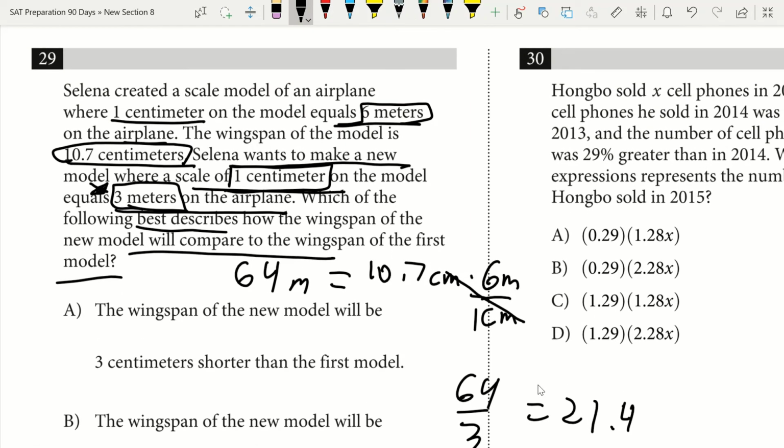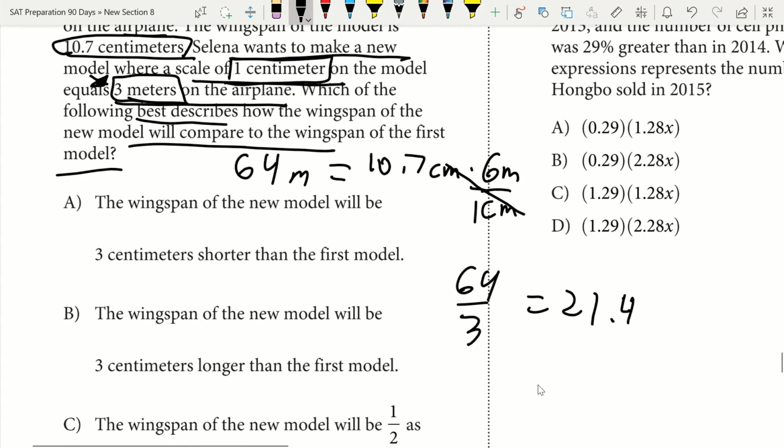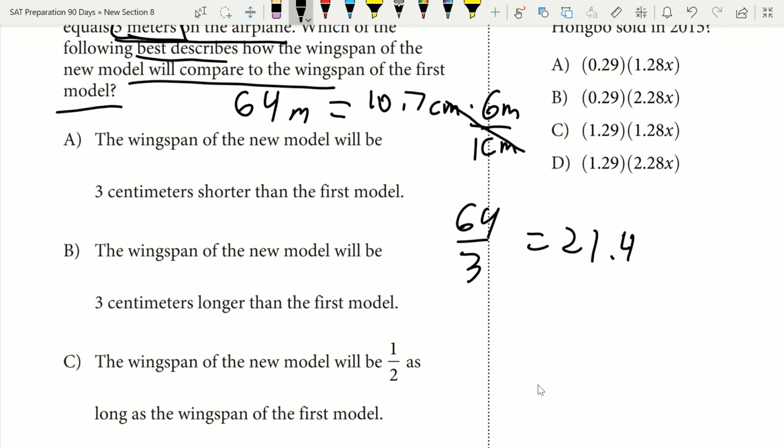We're going from it representing 6 to 3, right? Which means it's going to have to be larger, right? Since it's representing less of that airplane per every centimeter. Okay, so we know that that's going to be a double, right? So let's find the answer that says a double.